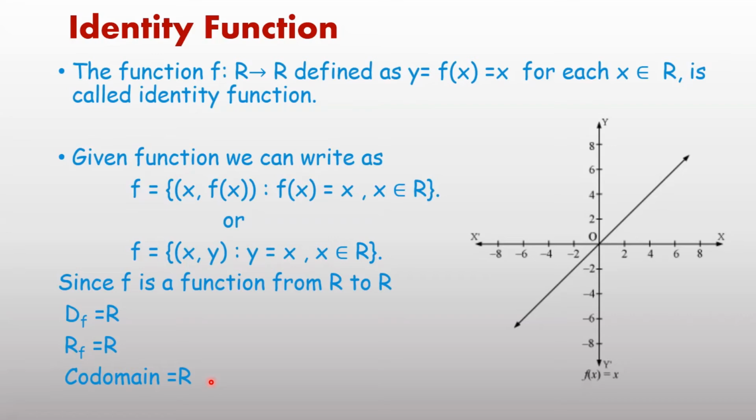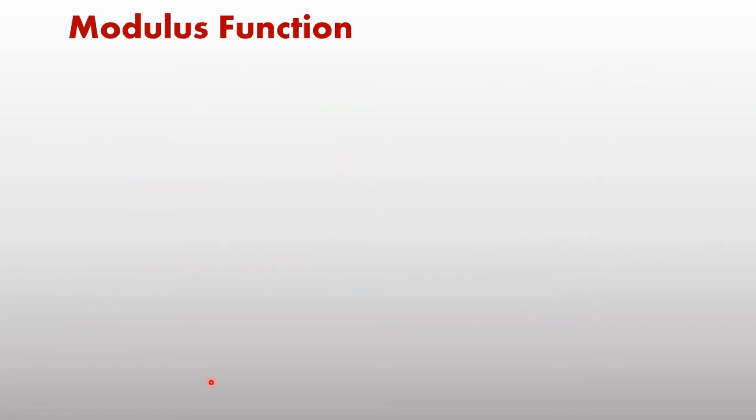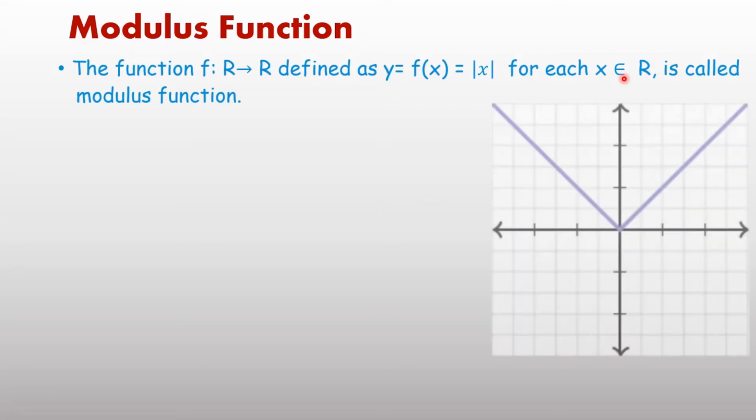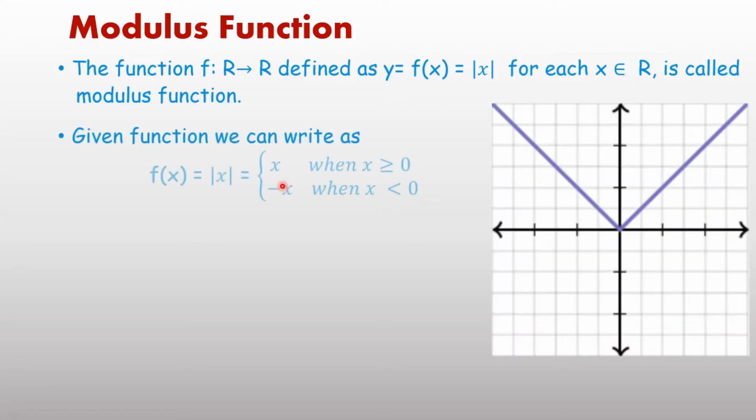Now next function, modulus function. F(x) equal to mod x, it is the symbol of modulus, that is also known as absolute value, for x belongs to R. It is written as f(x) equal to mod x. Whatever value of x you are taking, f(x) will always be positive. For example, x equal to 4, f(x) equal to 4. X equal to minus 4, then f(x) equal to 4.